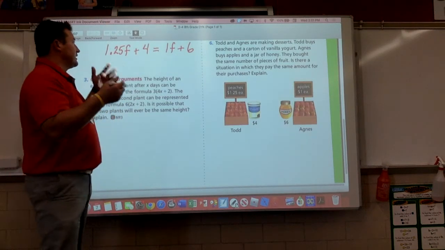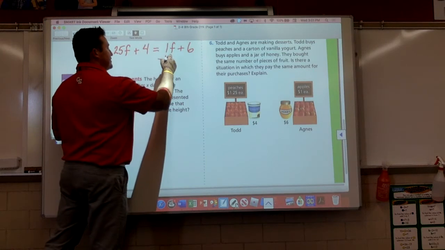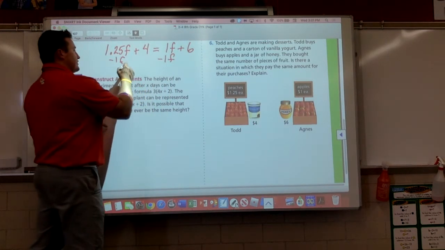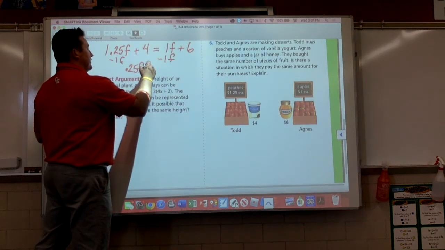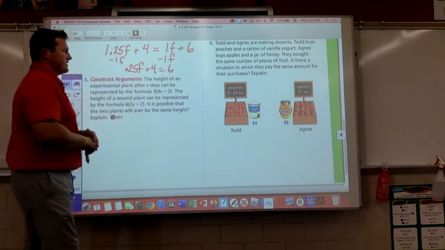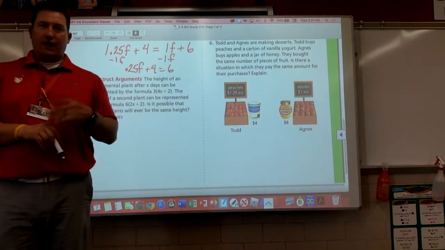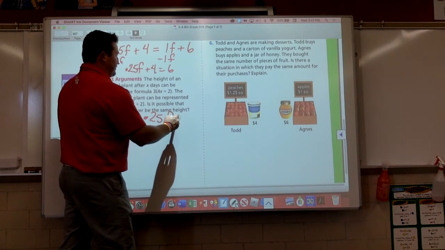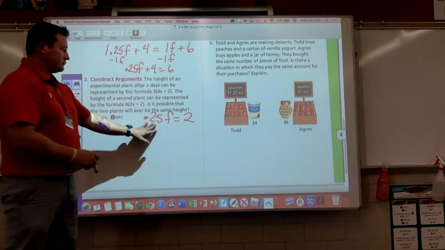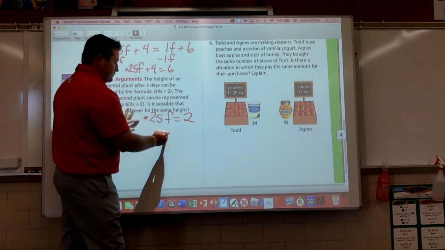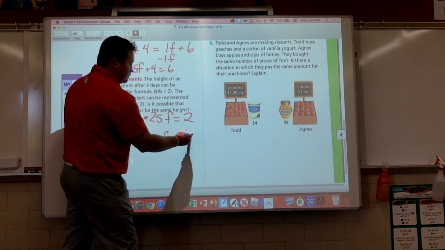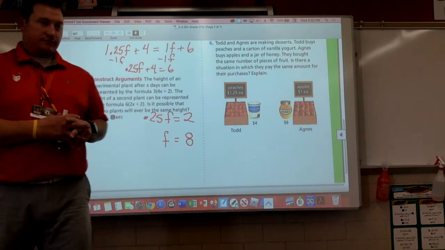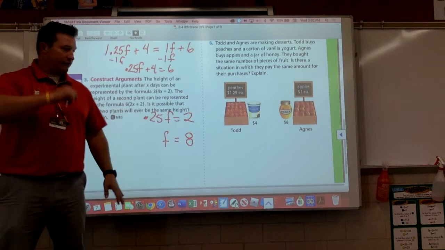So we should get an amount. Let's say you want to know how many pieces of fruit it is. We move this smaller one over. That's 1f. I'm left here with, watch this, guys, 0.25f plus 4 equals 6. Okay, 4's got to move over now. We're going to subtract 4 from both sides. Writing down here, 0.25f equals 2. Divide by our coefficient. So we divide by 0.25, and we should get 8. I believe I did all that right.